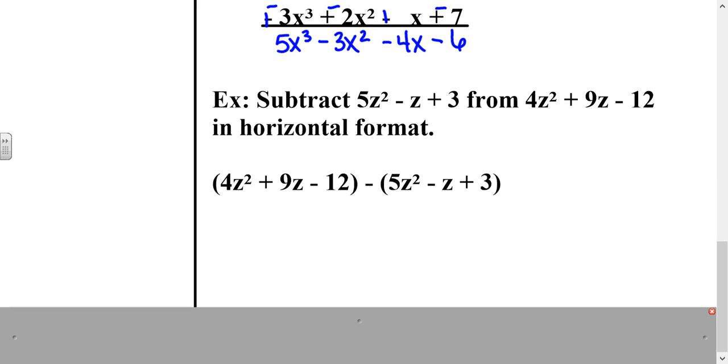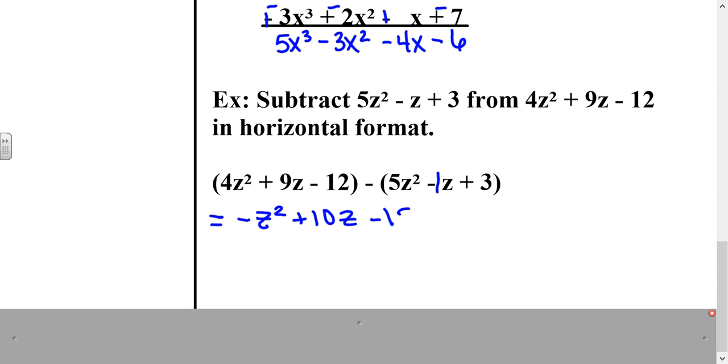So from here, if we write the answer, 4z squared minus 5z squared would be negative 1z squared, and the 1 is optional, but you can write it if you like. Then we have 9z minus negative 1z. So minus and negative would turn to addition, so that would actually be plus 10z. And then we have negative 12 minus 3, which would be negative 15.